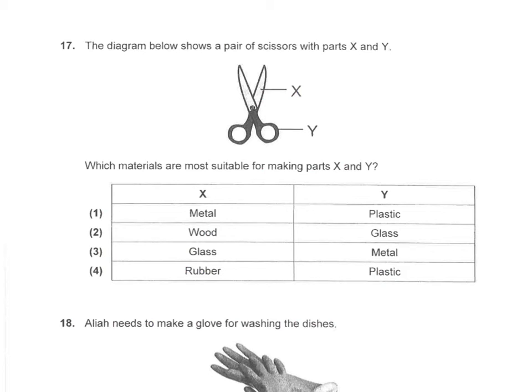Question 17. The diagram below shows a pair of scissors with parts X and Y. Which materials are most suitable for making parts X and Y? In part X here, you expect this to be made of metal. This is how you usually find scissors to be made. And Y is usually made of plastic. So the answer is 1 without any further explanation.